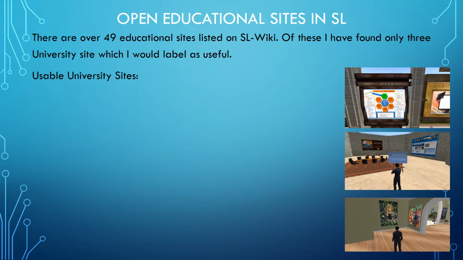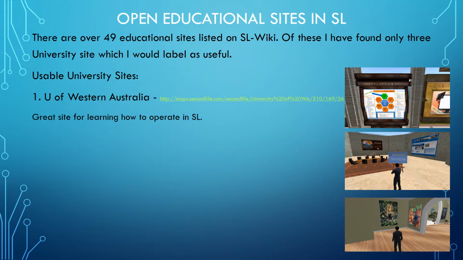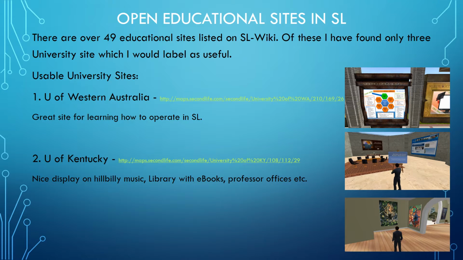There are over 49 educational sites listed on Second Life Wiki. Of these, I have found only 3 university sites which I would label as being useful. Usable university sites include University of Western Australia, a great site for learning how to operate within Second Life. The University of Kentucky has a nice display on hillbilly music, libraries with e-books that you can withdraw, professor offices, and other little nooks that you can visit. The third one is the University of Delaware, which has a wonderful art gallery and is quite modern. Please visit these sites.